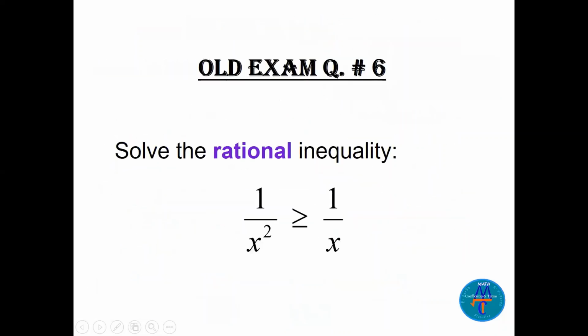Question number 6 is normal rational, but remember here, a big mistake students can do is if they multiply by the LCD. Now, any variable in the denominator, you cannot do anything.